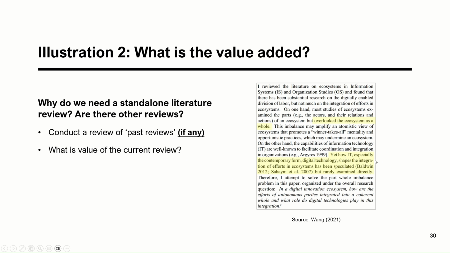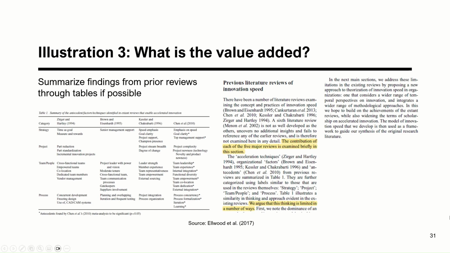So they say that yet how IT, especially the contemporary form, digital technology, has been rarely examined directly. And then they say, I attempt to solve the part whole imbalance problem in this paper. So that's very essential for you, that helps you motivate the problem better because you've clearly called out some of the shortcomings of past reviews. Even better would be to just summarize them in a table, what the past reviews are focused on and what are some of the shortcomings. So that it makes it easier for the reader to capture the essence of what you're trying to talk through.